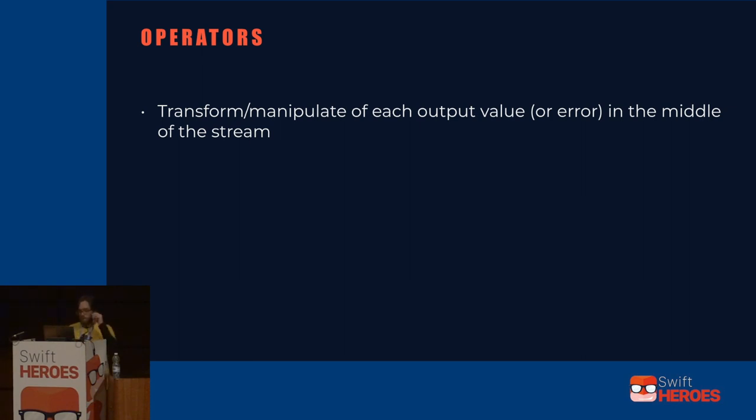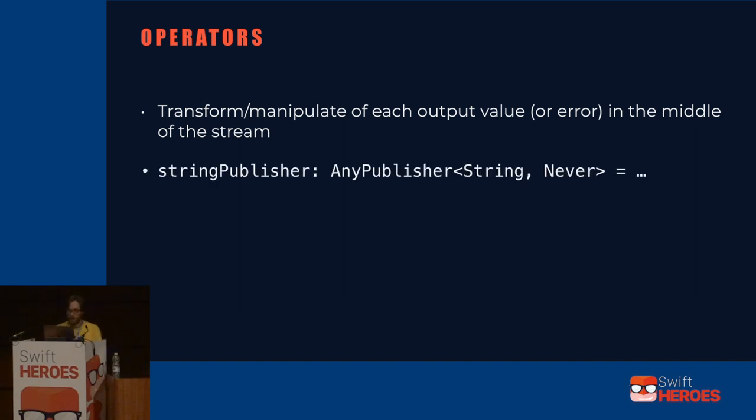Let's take an example again. Imagine you have a publisher emitting everything you are typing on a keyboard into a text value. That would be any publisher with String as output value and Never as an error, because you will never error out by typing on a keyboard. And imagine you want to connect these values, the strings you're inputting into your text value, and send them to a server for a query on a database. And the server doesn't want you to send white spaces or too short words. This is how you could get around this task with Combine.